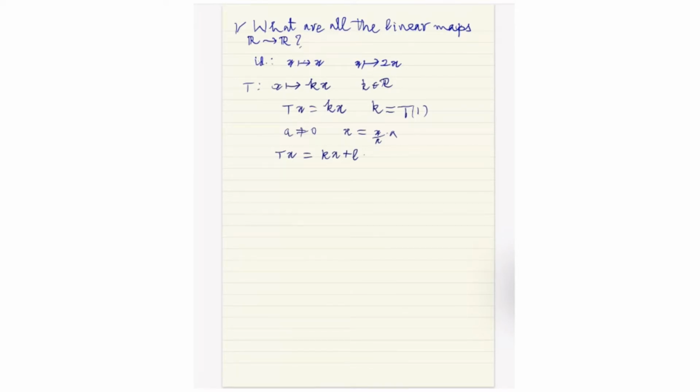What is the image of 0 under a linear map? If t is linear, what is t of 0? No, forget this map. I'm asking, if t is a linear map, what is t of 0? 0. So what about this map, t of x is equal to kx plus L? When will it be a linear map? If and only if L equal to 0, right? If L is not 0, t of 0 is not 0, so it cannot be linear. And if L is 0, it is a linear map, as we have already seen. t of x equal to kx plus L is just a translate of a linear map, what is called an affine map. Okay? Affine.